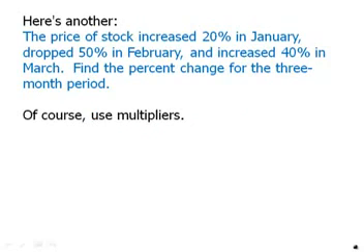Of course, again, we're going to use multipliers. The multiplier for a 20% increase, 1.2. The multiplier for a 50% decline, that's 0.5. The multiplier for a 40% increase, 1.4. We're just going to multiply those three.